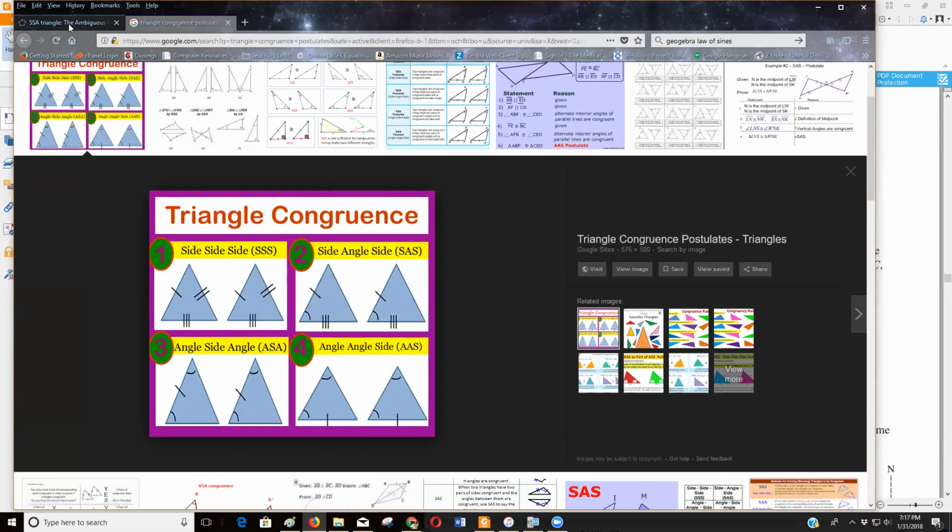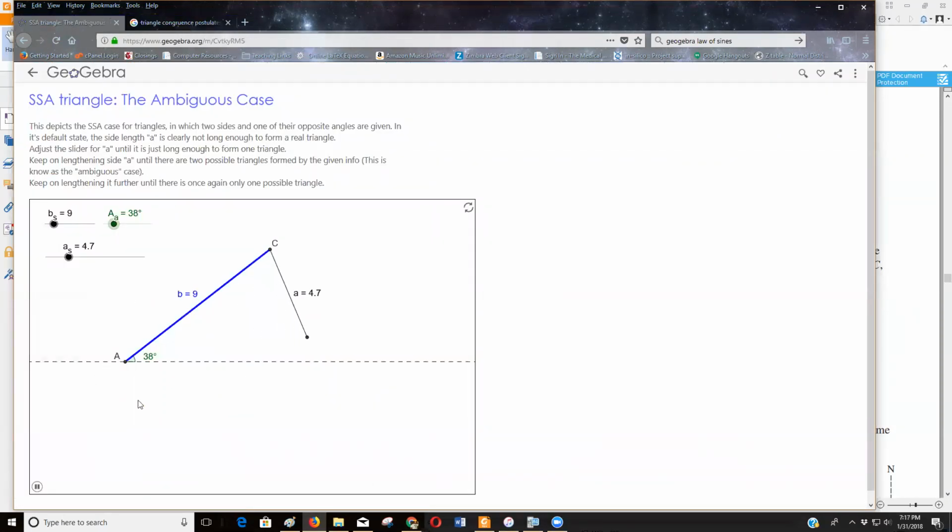What gets messy is this: when you have a side side angle, and if we reverse that, you might remember some funny discussions in geometry about why, if you try to show that a triangle is congruent when you have side side angle, you can't do it. That's not a triangle congruence postulate. So there's a couple of things that can happen when you have a side side angle situation. As you can see with this one, there's no triangle being formed.